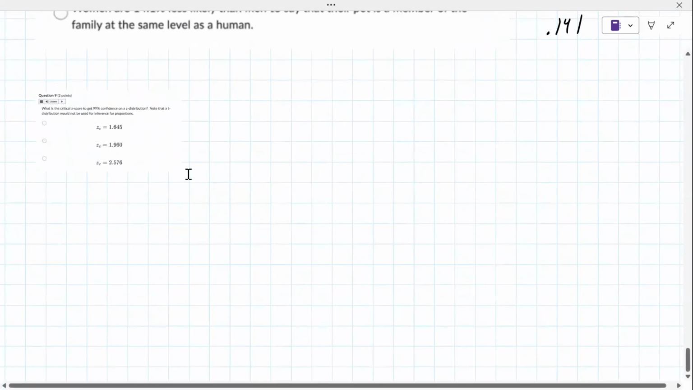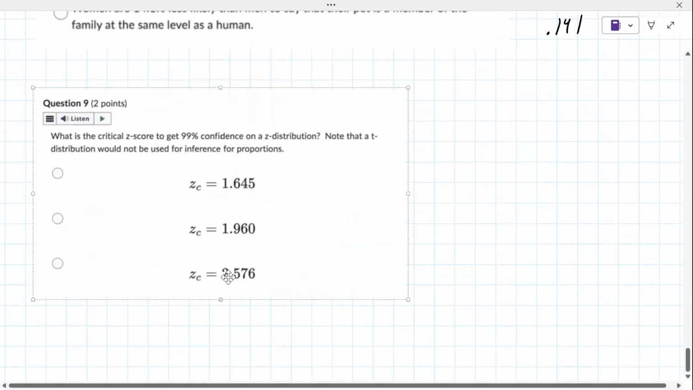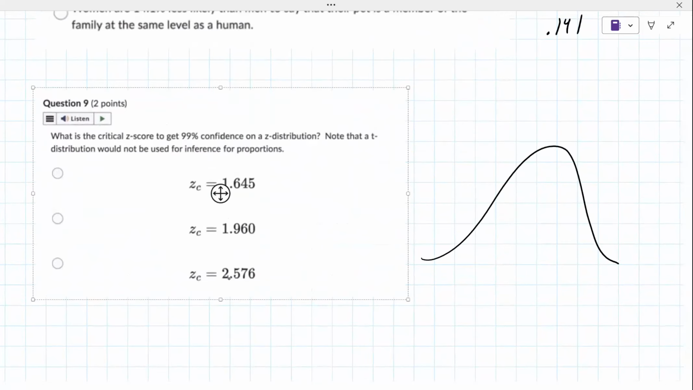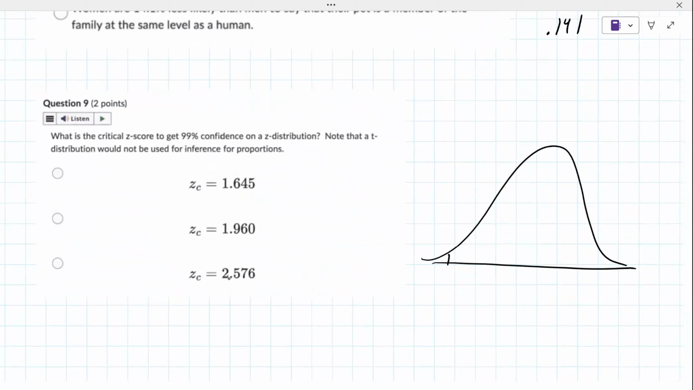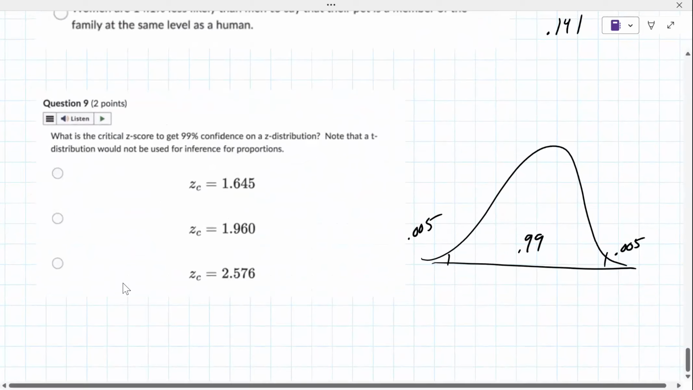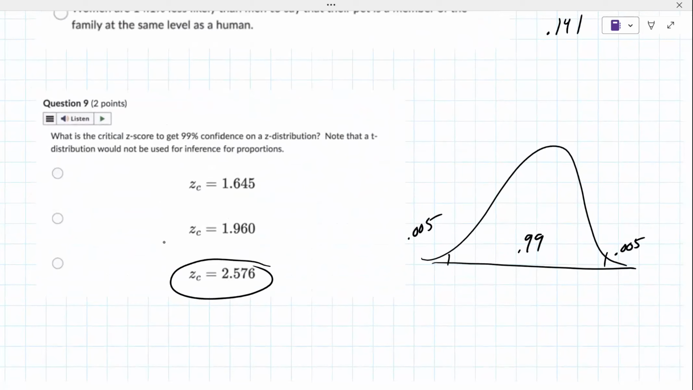Okay, 9 is kind of unrelated. It's kind of off to the side here. They're saying for a 99% confidence interval that there's a 0.005 in each tail. And so you can look up the Z for that. It's going to be this third one here that is the correct Z score corresponding to those areas.